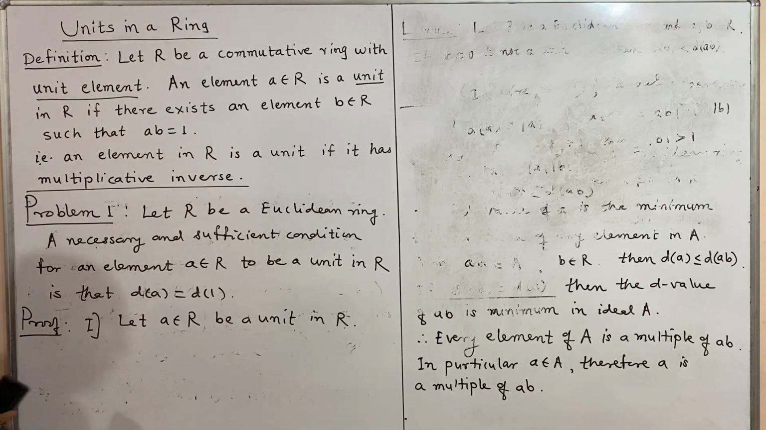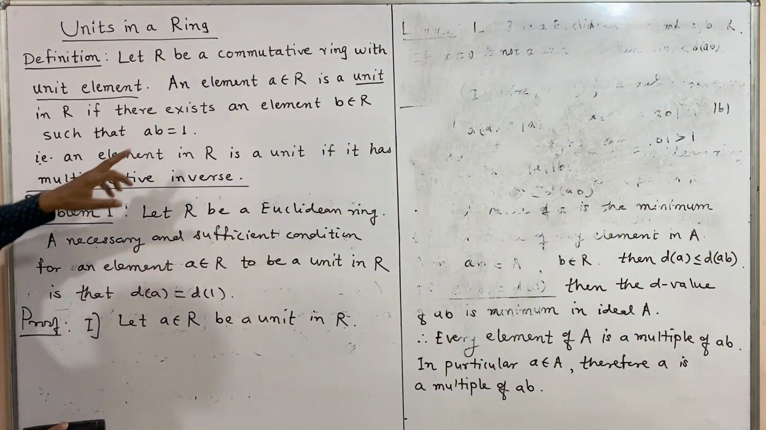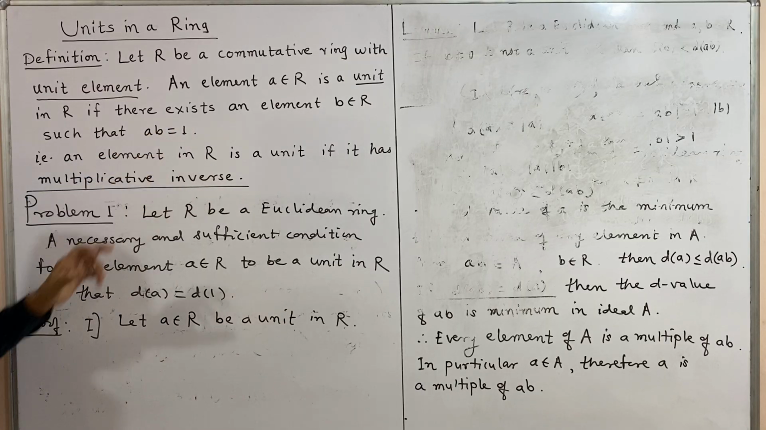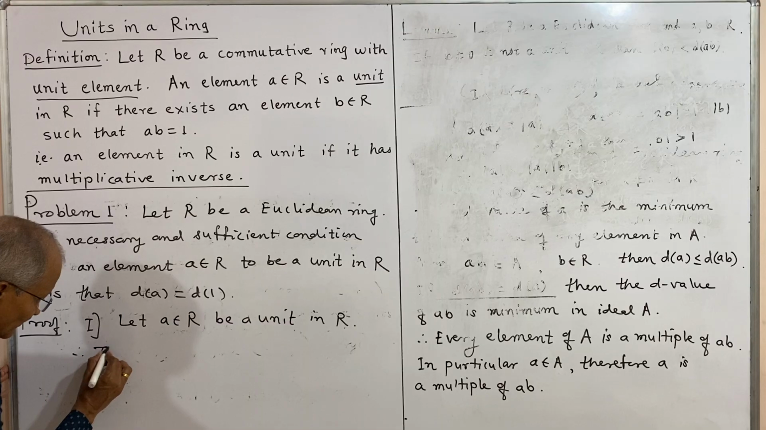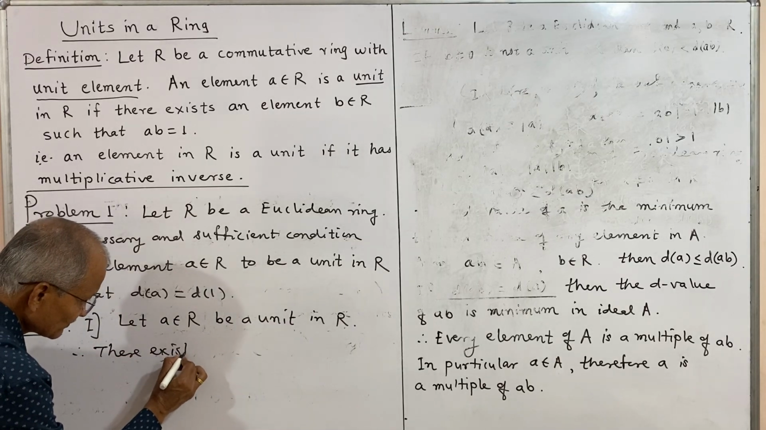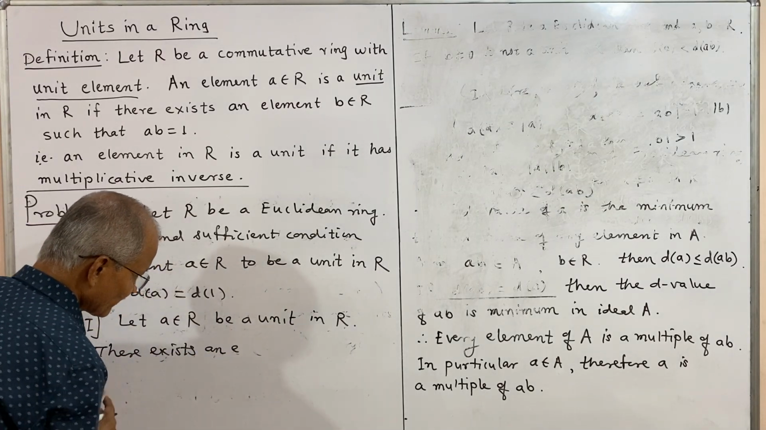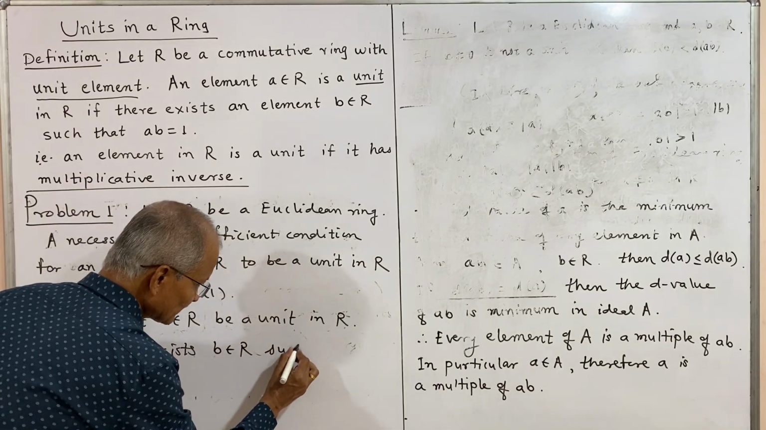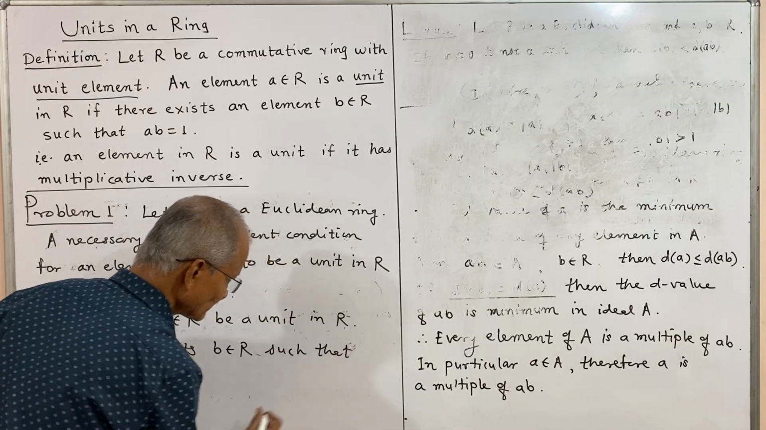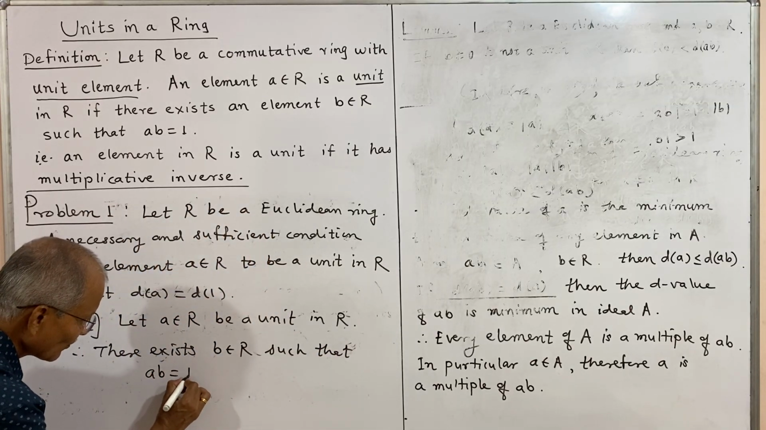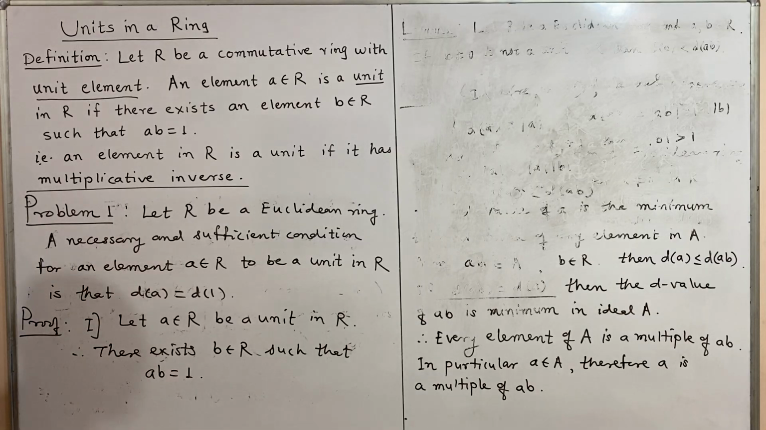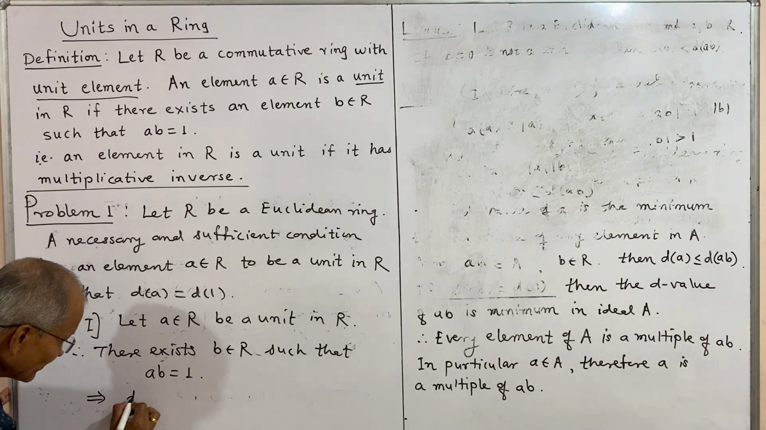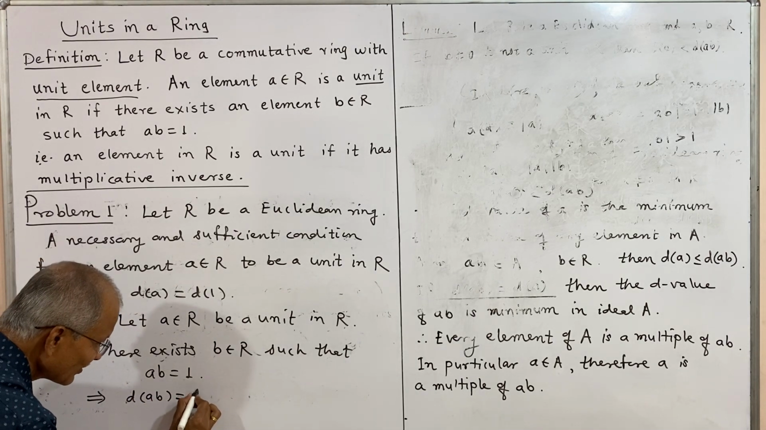Because A is a unit in R, by the definition of a unit, there exists an element B such that A into B is equal to 1. Therefore, there exists B belonging to R such that AB equals 1. And because AB equals 1, this implies d value of AB is equal to d value of 1.